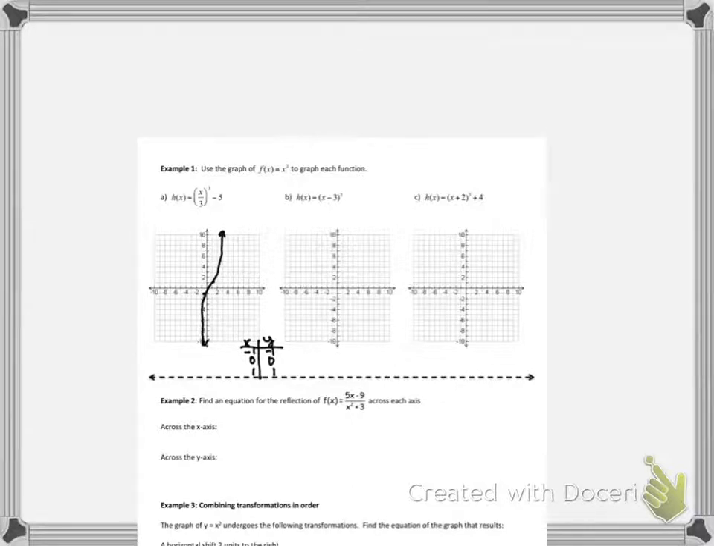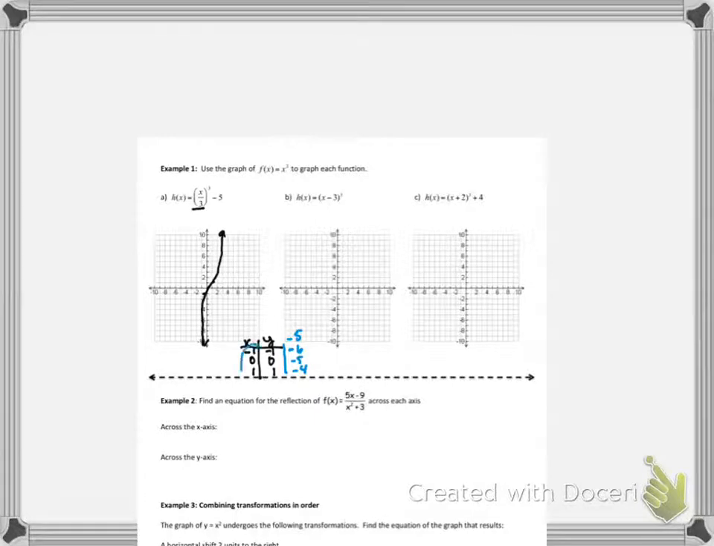Okay? Now, what we're going to do is look at this translation, and what this is saying is this -5 is a vertical change. It is shifting this graph down 5. So that's going to affect my y values. Each one of these y values is going to go down by 5. So this is -6, -5, and this would be -4.